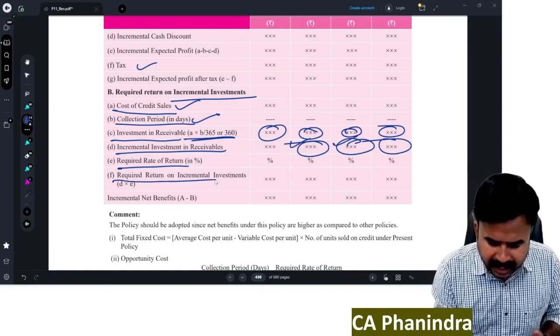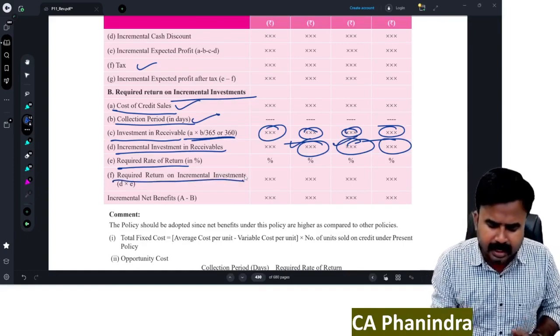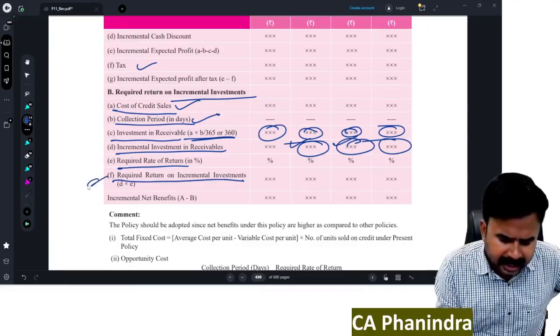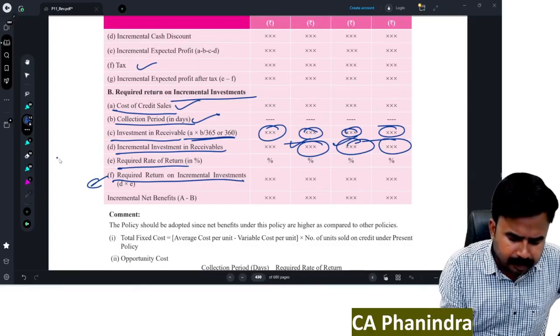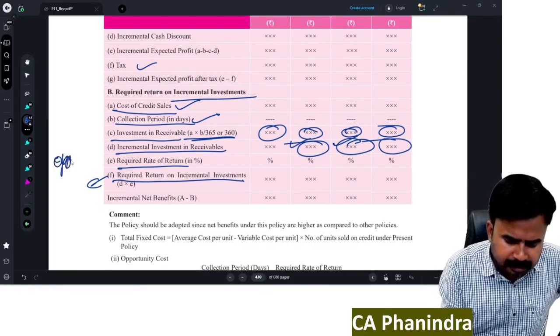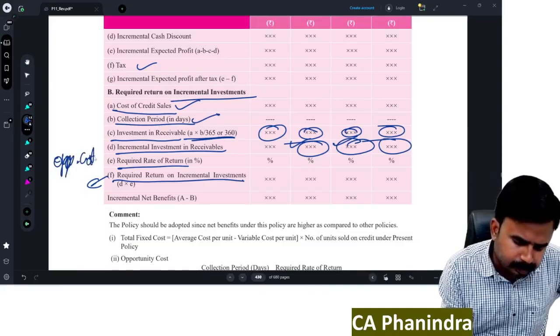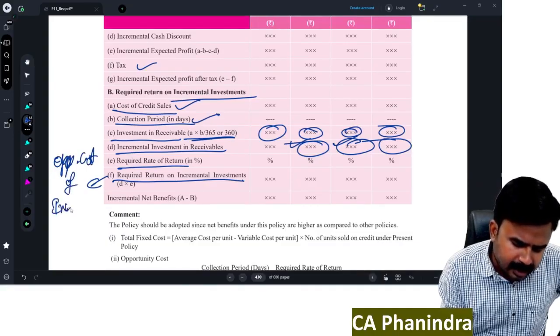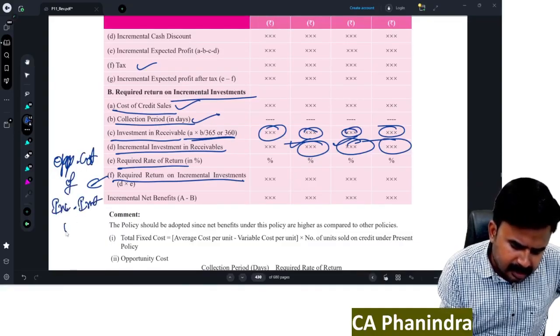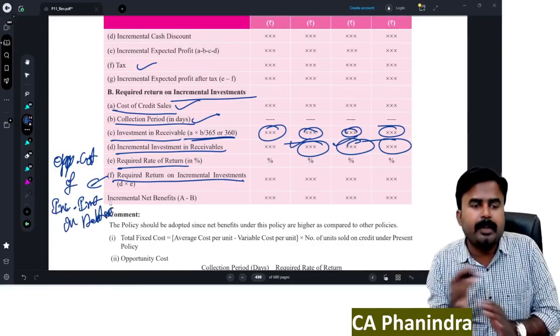So this is what required return on incremental investments is. Nothing but I can write here: opportunity cost of incremental investment in debtors. That's the term it is actually. So I'm taking incremental opportunity cost here.